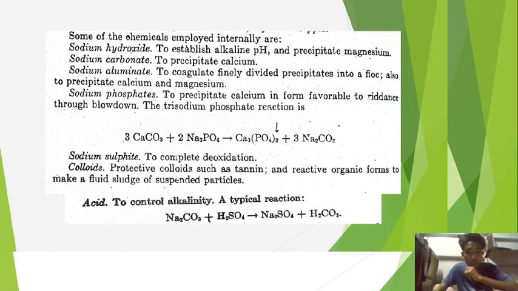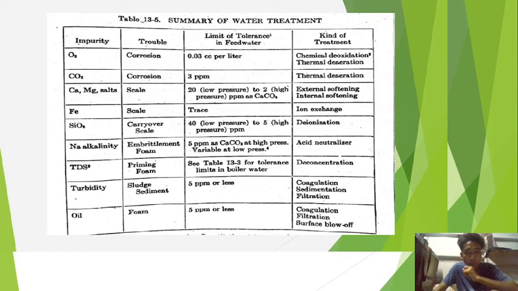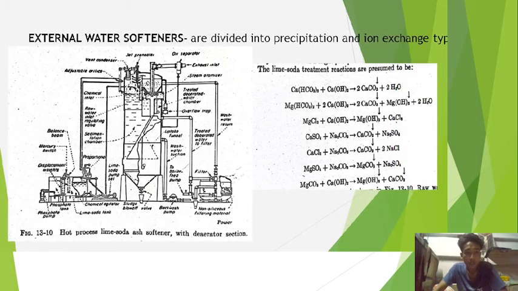So next is the reaction of trisodium phosphate. Here is its reaction. Next is the acid to control alkalinity as a typical reaction. Here is the table, summary of water treatment: impurity, trouble, limit of tolerance in feed water, and kind of treatment. There are different impurities, each with different troubles, limits of tolerance in feed water, and kinds of treatment, showing how each impurity is treated. Here is the figure of internal water softeners, divided into precipitation and ion exchange types.